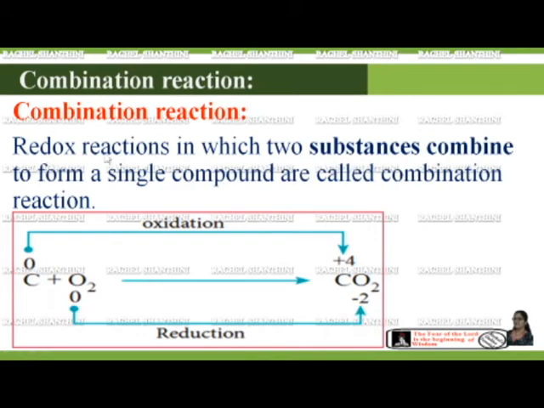Combination reaction. Redox reactions in which two substances combine to form a single compound are called combination reactions. Here we have taken two substances, one is carbon and another is oxygen. This carbon and oxygen combine to form a single compound called carbon dioxide. In this combination reaction, the reactant must be in the elemental form.